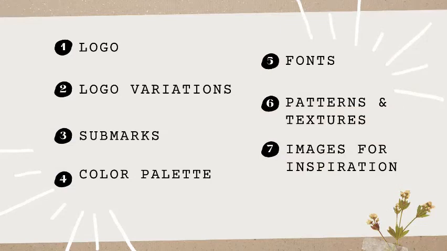Number 1 is logo, the main graphic representation of your business and brand, often used on your website, formal documents, cover pages, etc. Number 2 are logo variations, your logo with some elements rearranged for versatility. Number 3, submark, a more simplified version of your logo, often used as favicons, watermarks, social media profile photos, and social media posts.